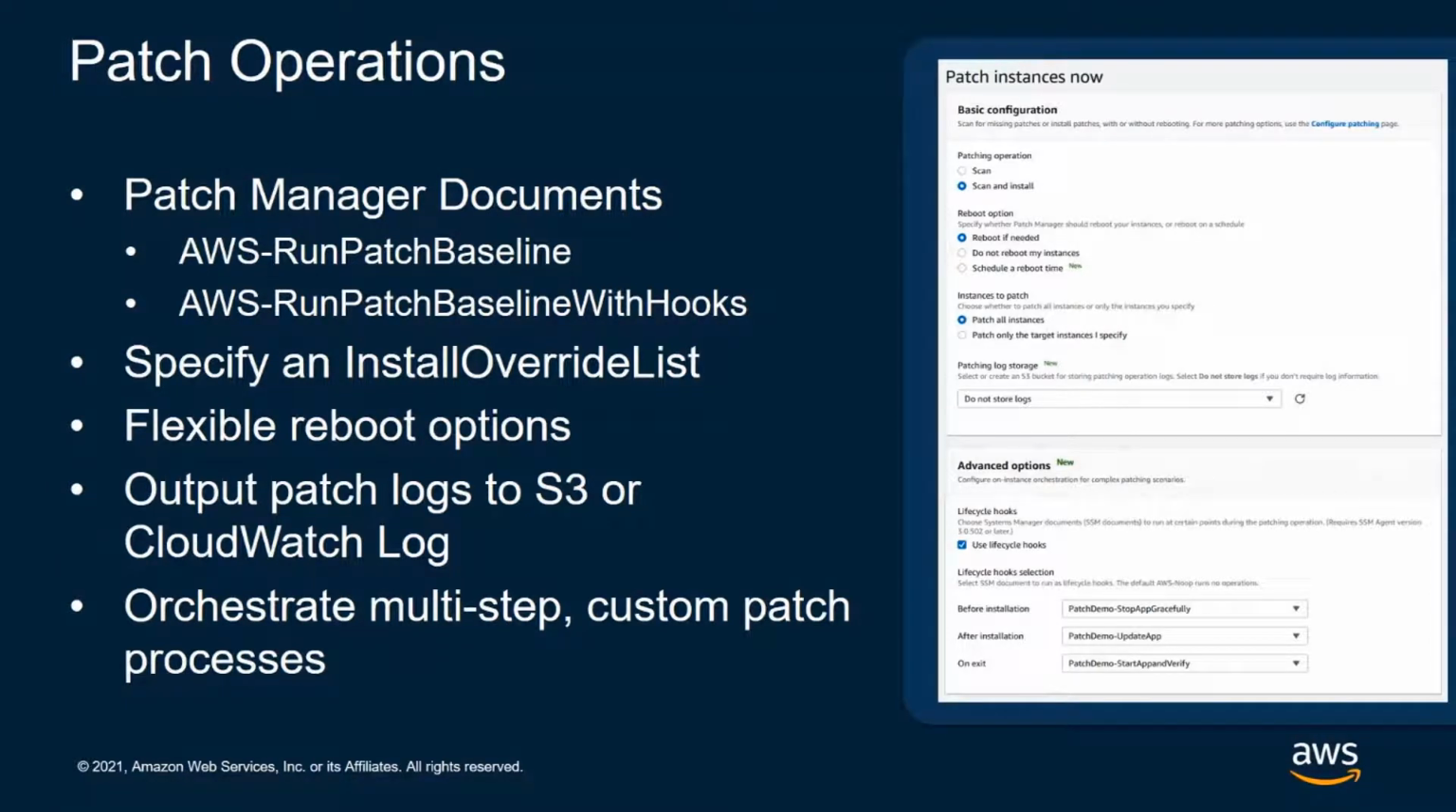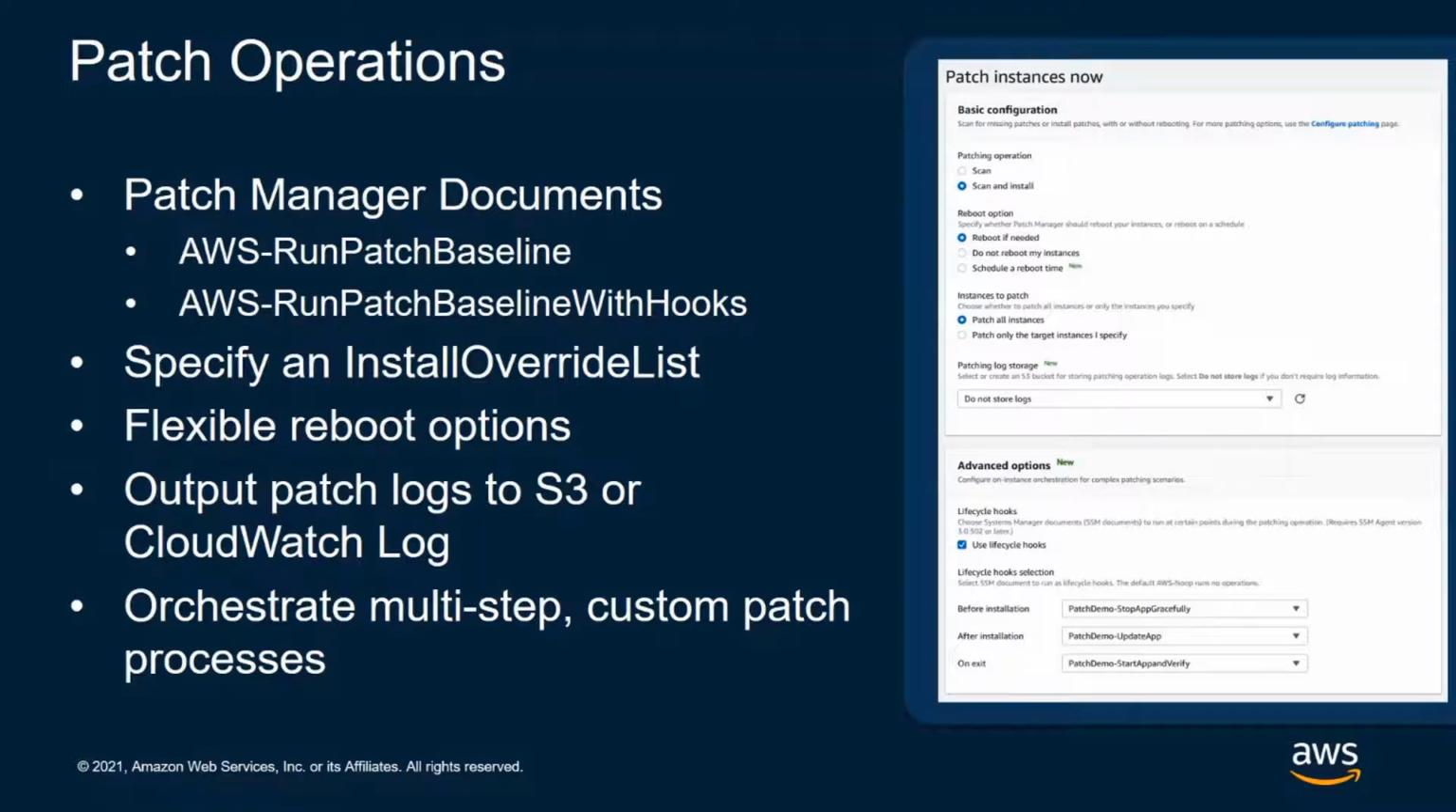Within the document AWS Run Patch Baseline, you can optionally specify an install override list, which, as the name suggests, allows you to provide a JSON or YAML formatted specific list of packages that you want to install, which is going to override your baseline criteria. This provides a very granular approach to installing a small set of updates without having to modify your patch baseline rule criteria.